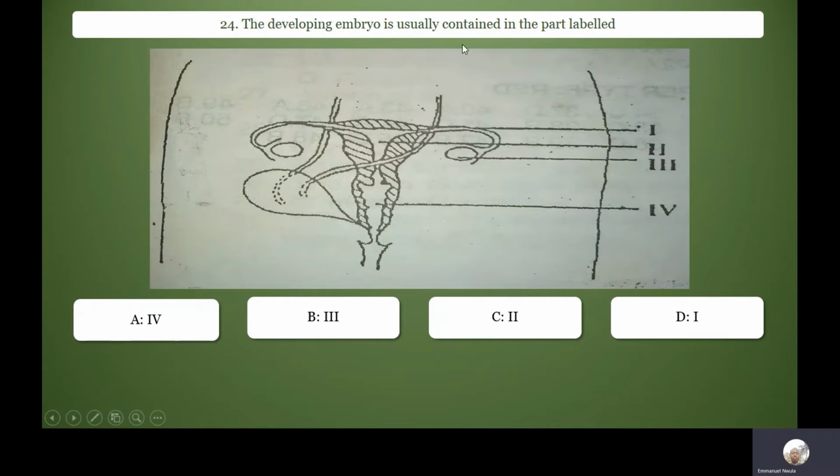The developing embryo is usually contained in the part labeled II, the womb, the uterus. That's where the developing embryo develops. The correct option here is C.